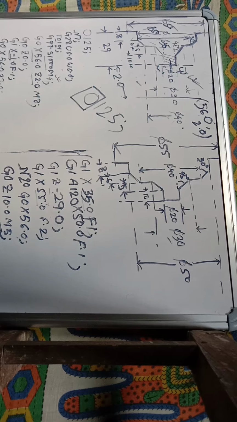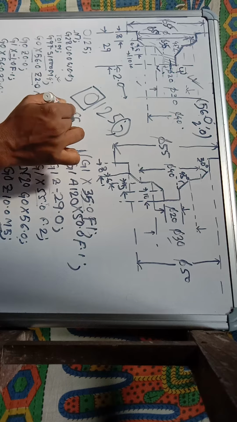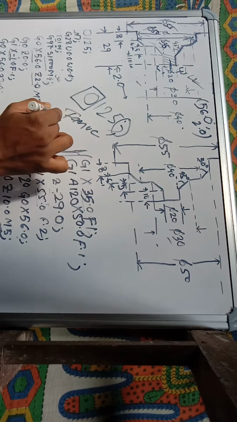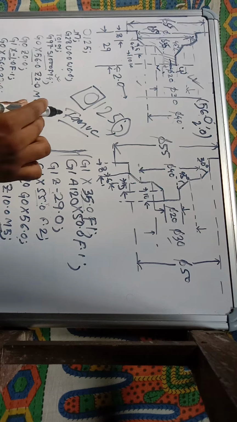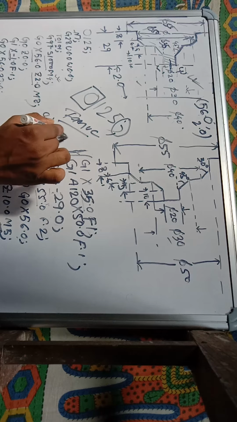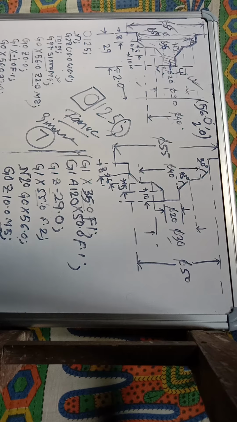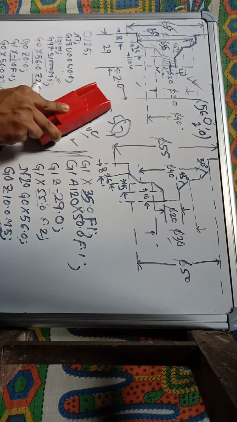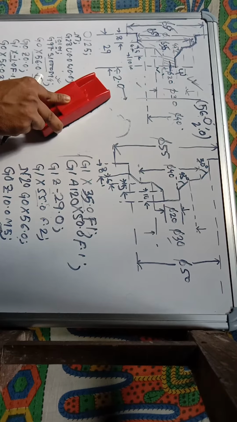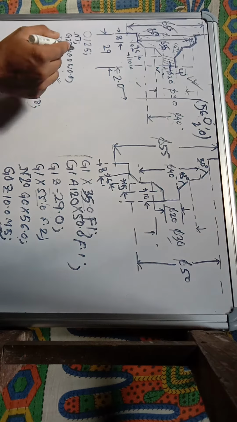Before starting any program, you have to start with O. After that, this is the end of block for a Fanuc controller. For the Fanuc controller you have to use this symbol, and for Siemens you have to use this one. Then you have to use this end of block.